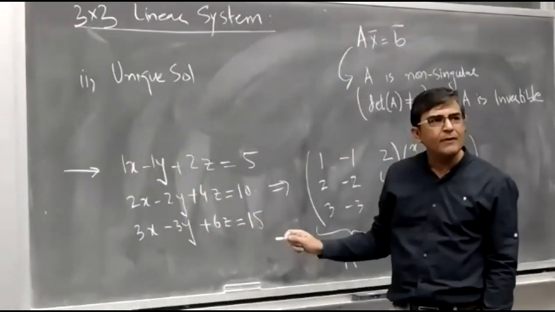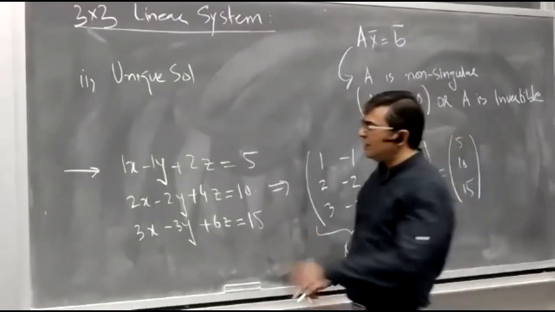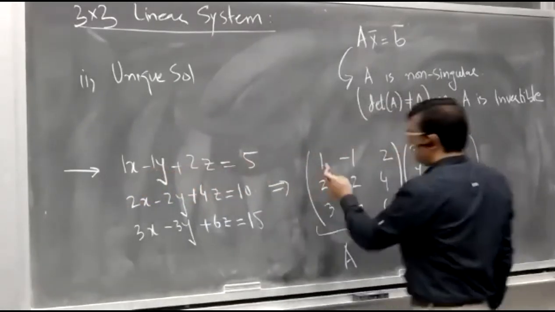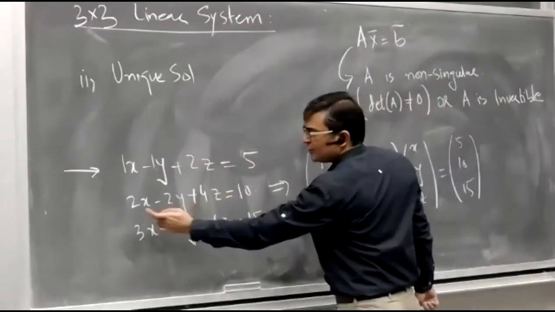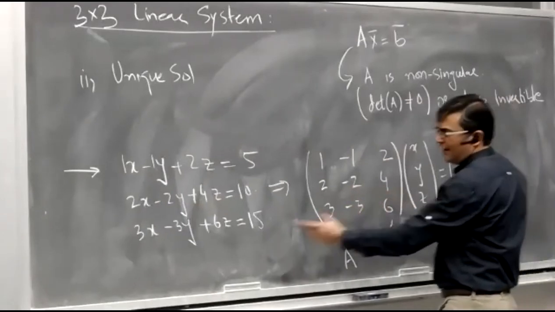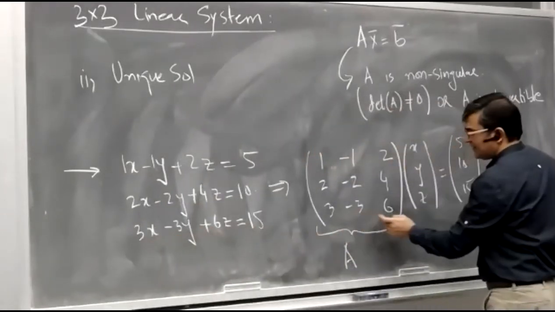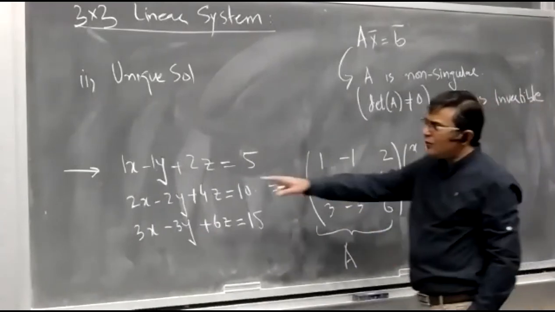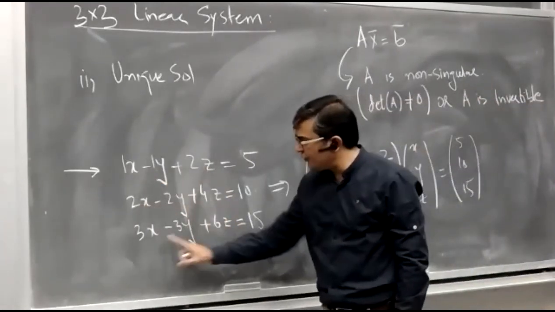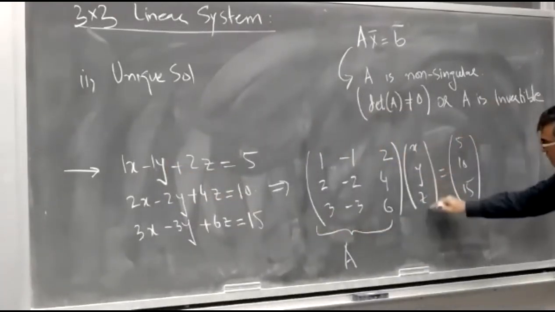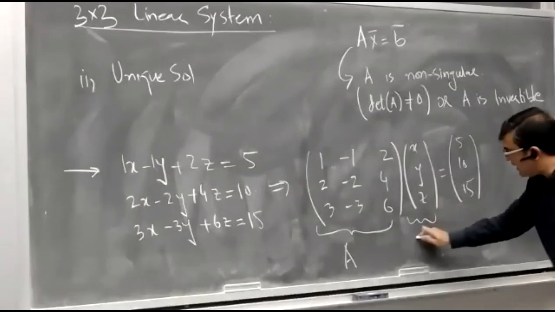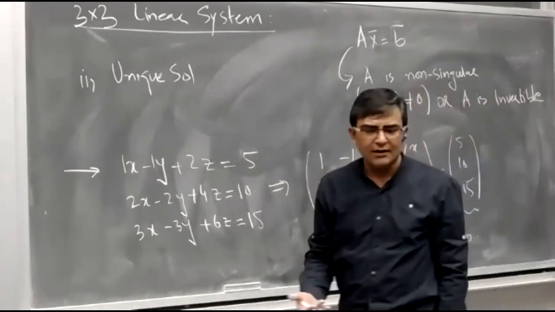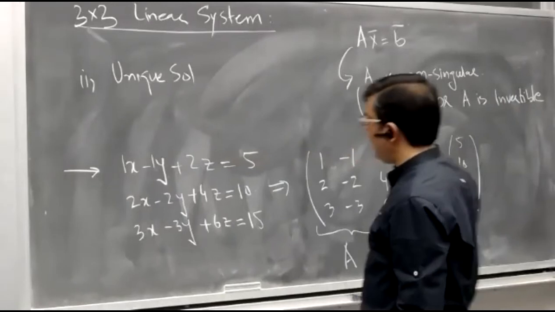How do we write A? I told you in the previous lecture how to write A. You put the coefficients of these unknowns. First equation, first row: 1, minus 1, 2. And then second equation: 2, minus 2, 4. And then third equation: 3, minus 3, 6. So this is basically a matrix. We call it a matrix. Now, the unknowns are the same in all three equations, so we can write them in a column vector form. We call it a vector X. And this is a vector right inside. Last time we discussed matrices and vectors. If you have any further questions, you can ask me.